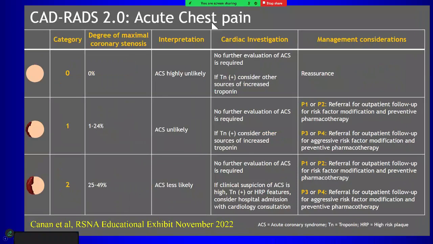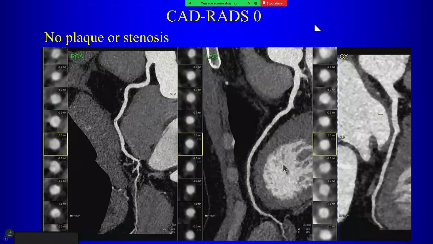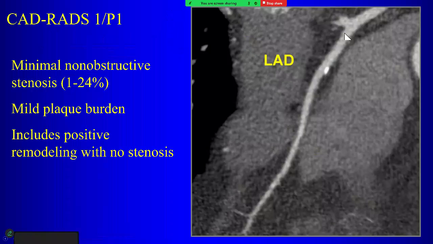And also there is one for acute chest pain. So if a person presents in the emergency room with acute chest pain and you do a coronary CTA, there are also instructions on how to score that and then the management recommendations for the scores on that study also. So a CAD-RADS 0 means absolutely no coronary artery disease. So perfectly clean coronary arteries, nothing there, no plaques, no evidence, not even mild stenosis.